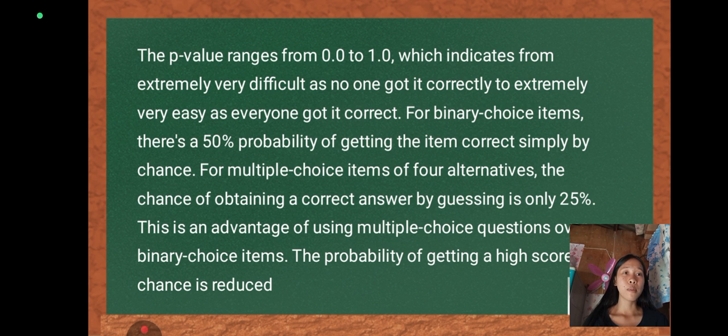For binary choice items, like I said, the types of assessment that have only two choices, there is a 50% probability of getting the item correct since there are only two options. For multiple choice, it has only a 25% chance of getting the correct answer since it has more options. So this is an advantage of using multiple choice questions over binary choice items. The probability of getting a high score by chance is reduced.